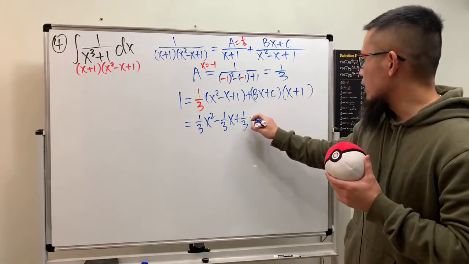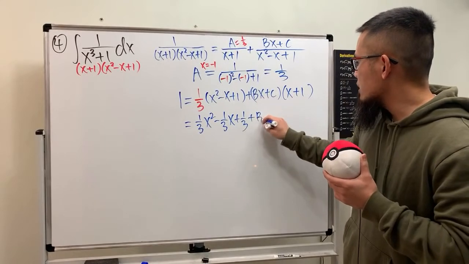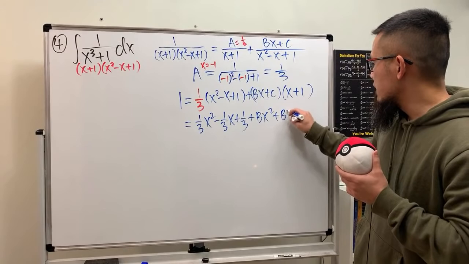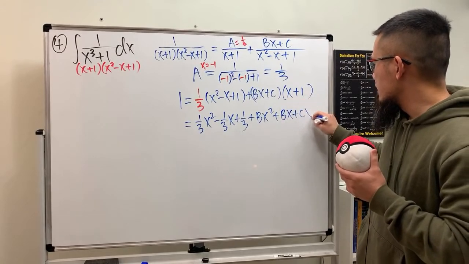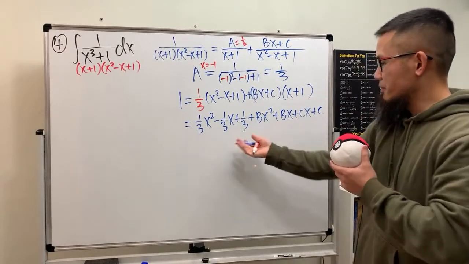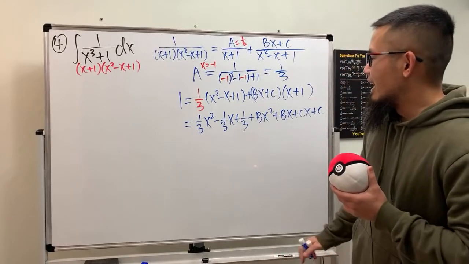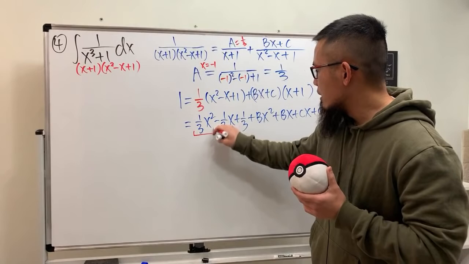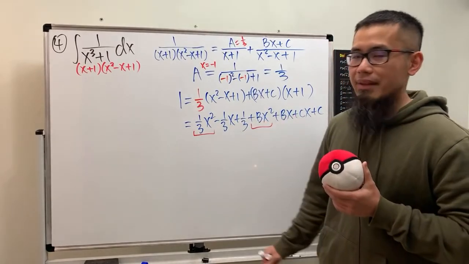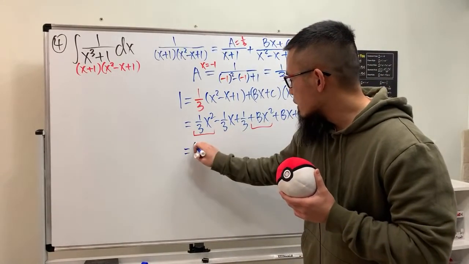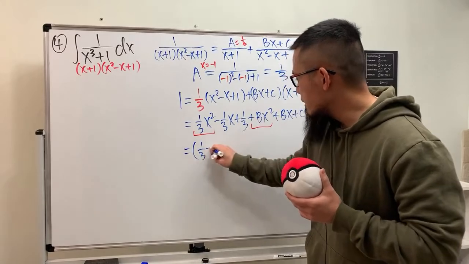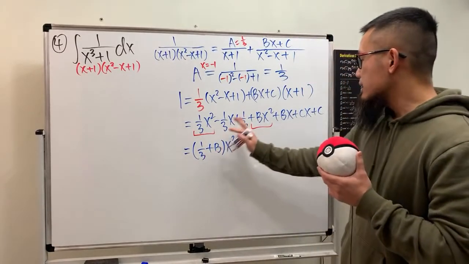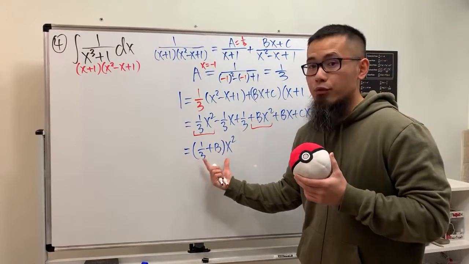And then multiply this out, we get plus Bx squared, and then Bx times 1, which is plus Bx. And then plus Cx, and lastly plus C. Oh, such a long expression, huh? All right, you don't really have to continue that much. Pay attention to the x squared term, which is this and that. You can see that we get 1/3 plus B, and then we can factor out the x squared. So that's the only x squared terms that we have right here, right?